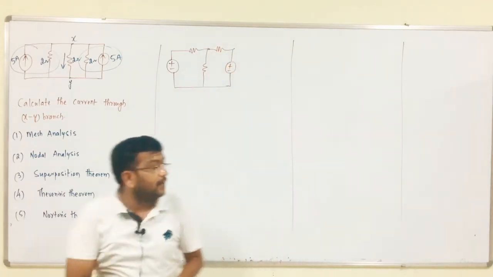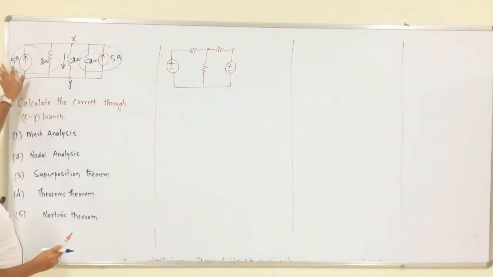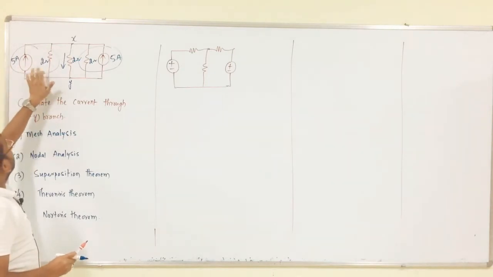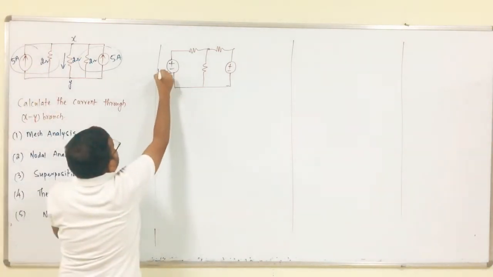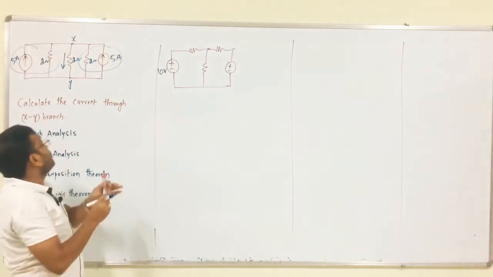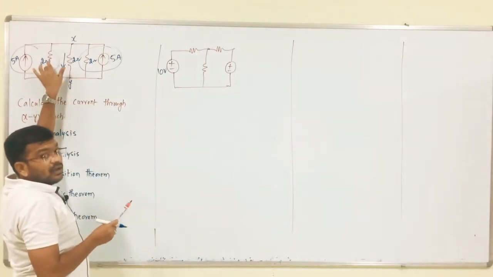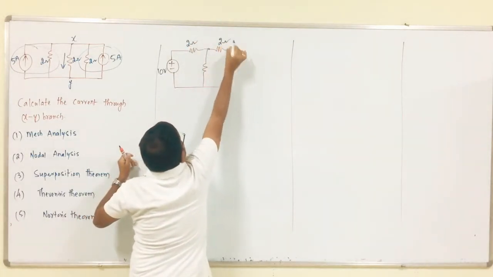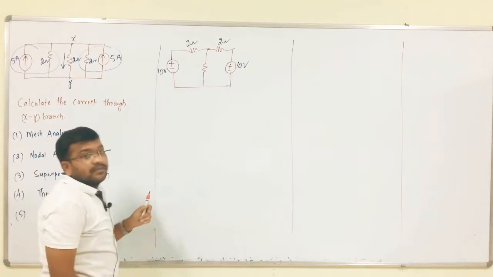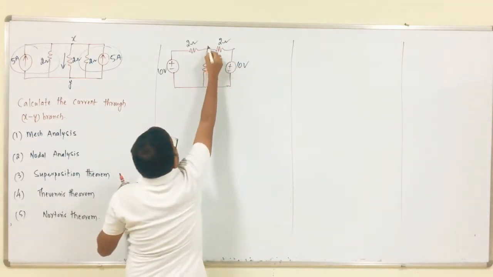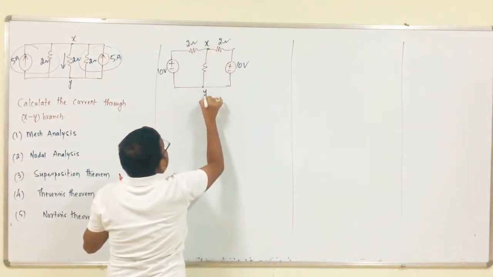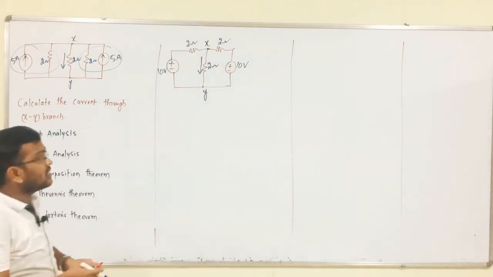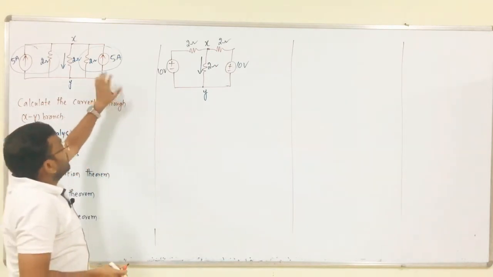See, current source is parallel with resistance, so I into R, 5 into 2, which is equal to 10 volts, but there is no change in the value of the resistance while transforming. This is also 2 ohms, this is 10 volts. This is terminal X and this is terminal Y. We have to calculate the current through this branch. So, this is the simplified circuit from this.